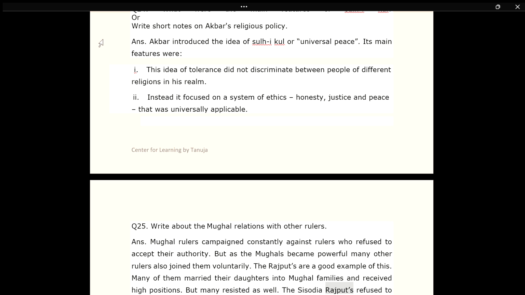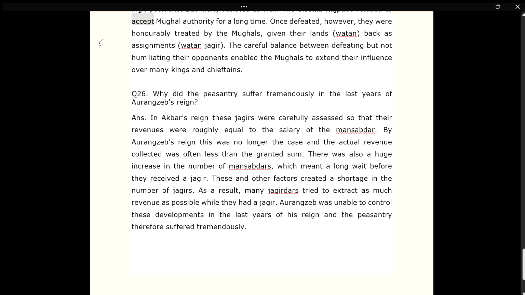The Sisodia Rajputs refused to accept Mughal authority for a long time. Once defeated, however, they were honorably treated by the Mughals, given their lands, Watan, back as assignments, Watan Jagir. The careful balance between defeating but not humiliating their opponents enabled the Mughals to extend their influence over many kings and chieftains.